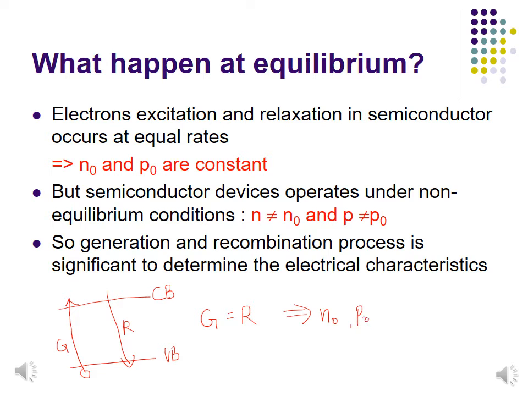But most of the time, our semiconductor devices do not operate under equilibrium conditions. Thus, the total electron concentration n is not equal to n0 and p is not equal to p0. Thus, we need to understand the generation and recombination process.